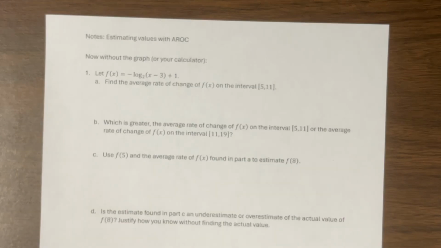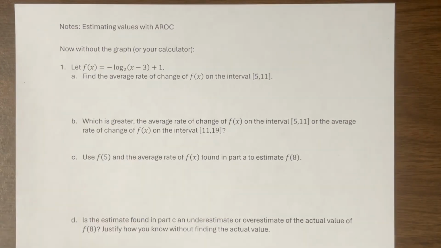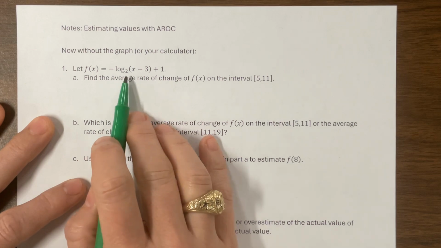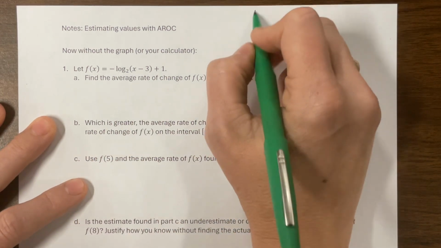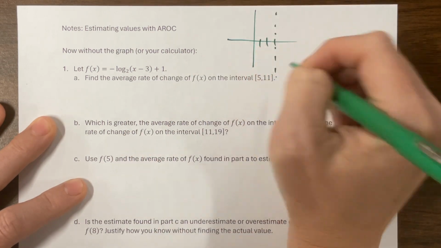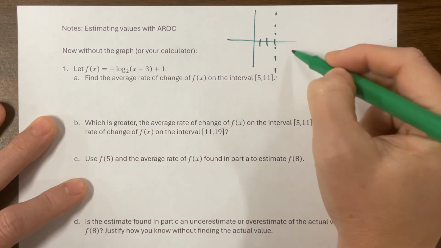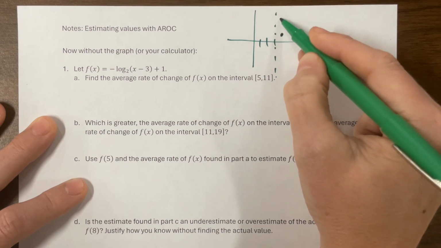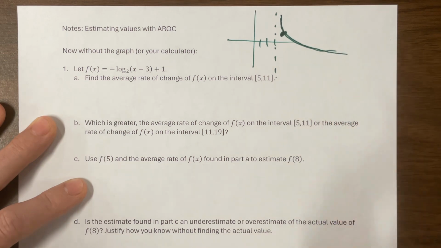Okay, now without your graph or your calculator, we're going to talk about what we know. In this first one, this is the negative log base 2 of x minus 3, plus 1. So my graph is going to have an asymptote at 3. Instead of going something like this, I'm now going something like this, but I've moved up 1. And so I have kind of this point. Oop, well, that looks terrible. But we're doing something like that.